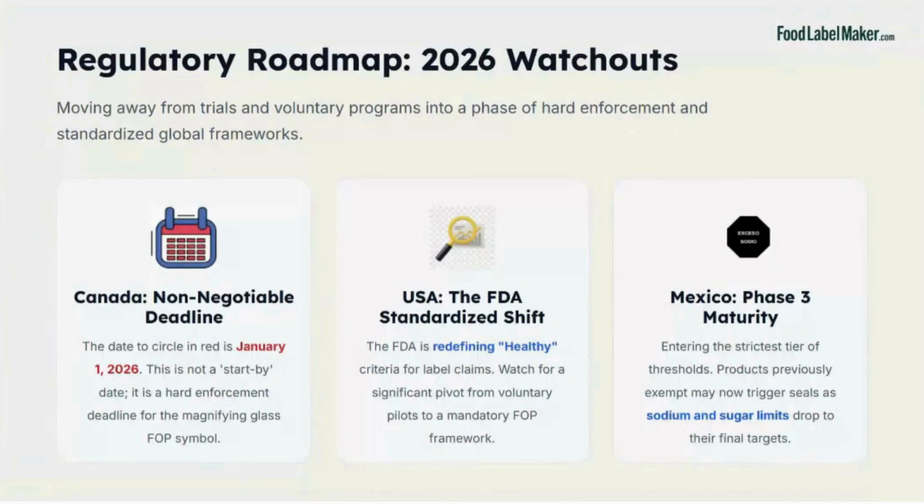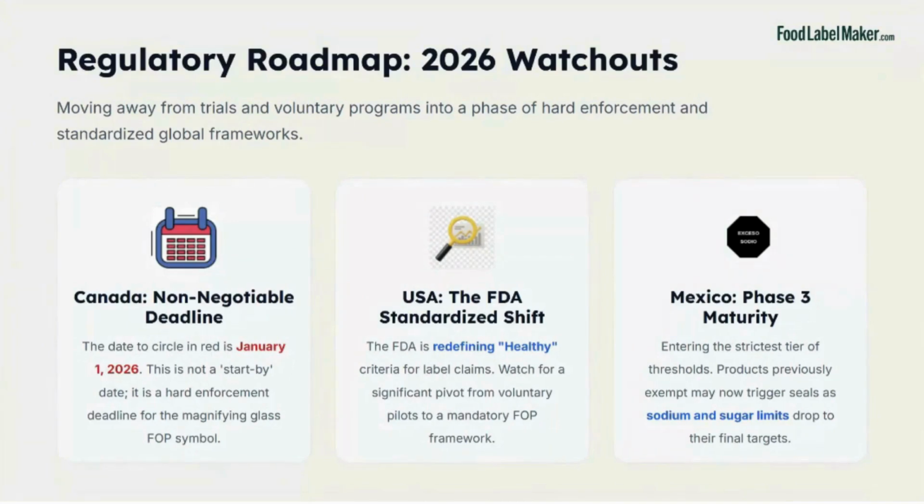First and foremost, the most urgent is Canada's FOP mandate. So we have talked about the magnifying glass symbol FOP throughout the session, but the date to circle in red is or was January 2026. And this is not a start by date. This is a hard enforcement deadline since that's been added since the beginning of the year. So this is one thing to keep an eye out on.